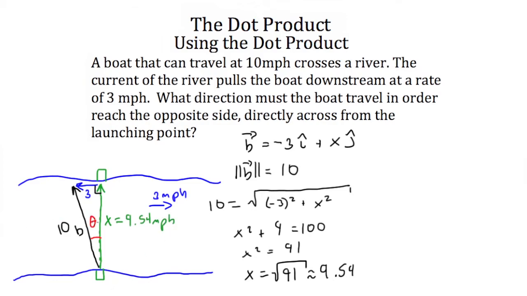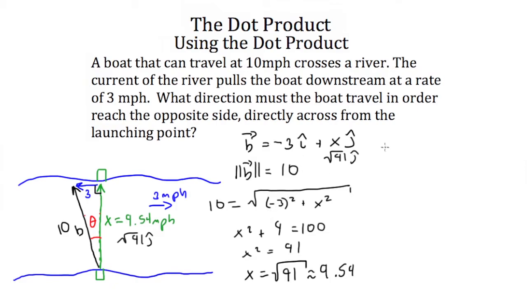So now I want to find this angle theta. If I want the angle between these two vectors, this green one and this black one, I would need to find the dot product. Well, we found the component form of our black vector, our 10 mile an hour vector. That's negative 3i plus the square root of 91j. Our green vector, the speed the boat travels directly across our river, is just the square root of 91j, or 9.54j, because it's moving strictly in the y direction.